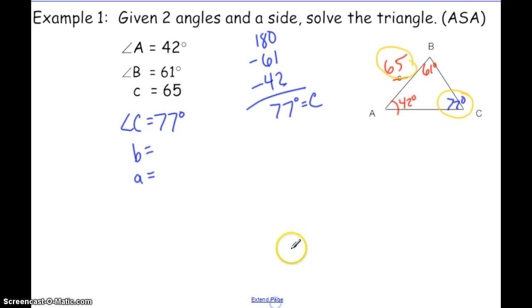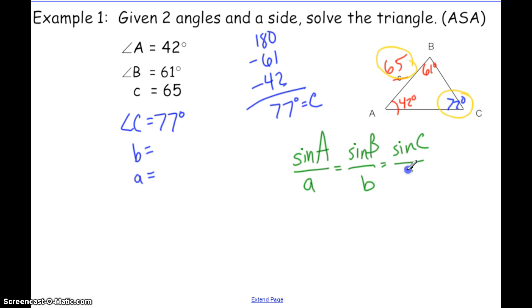The law of sines says the sine of angle A over A equals the sine of angle B over B equals the sine of angle C over C. Now clearly I'm not going to use all of that all at once, so I'm going to plug in the parts I need and leave myself one missing variable.